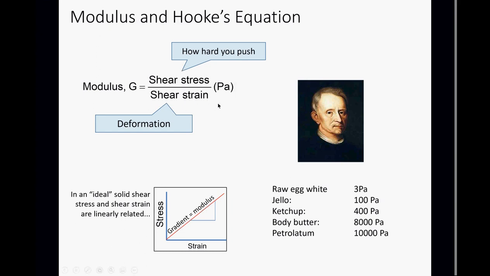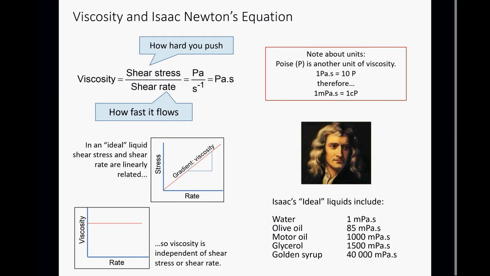So shear stress is in pascals, shear strain is unitless, so modulus, G, if this is in shear, is also defined in pascals here. And we've got some examples down here of some moduli for some everyday materials. Okay, so this is for solids, modulus, a measure of rigidity or resistance to deformation of a solid. For a liquid, we have viscosity, a measure of the resistance to flow.